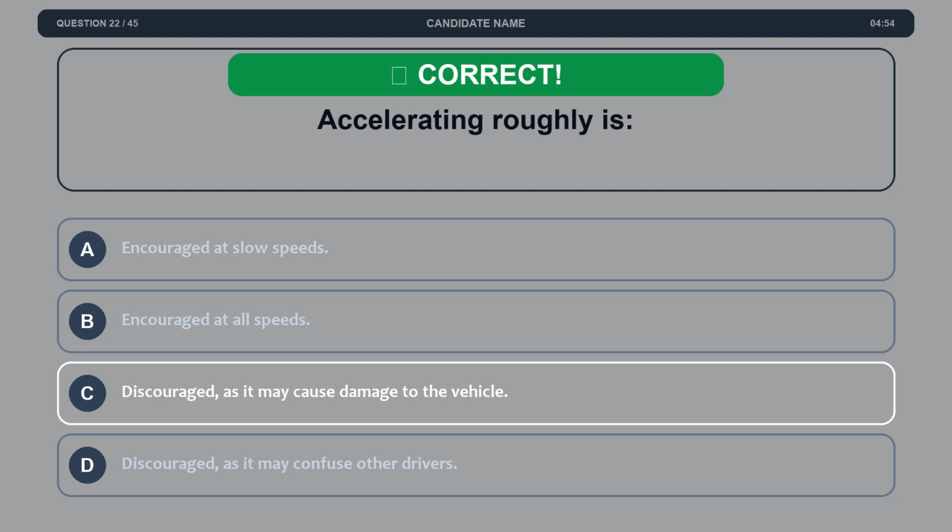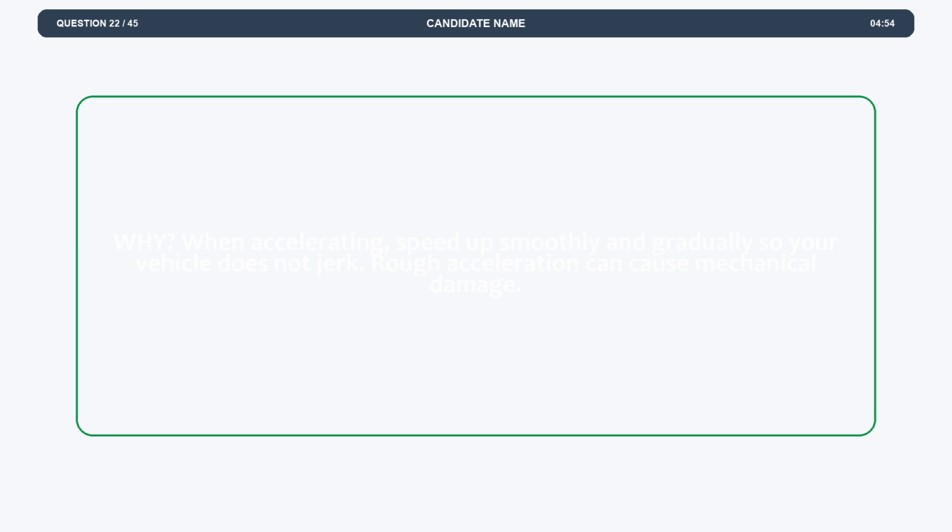The correct answer is option C. Discouraged, as it may cause damage to the vehicle. Explanation. When accelerating, speed up smoothly and gradually so your vehicle does not jerk. Rough acceleration can cause mechanical damage.